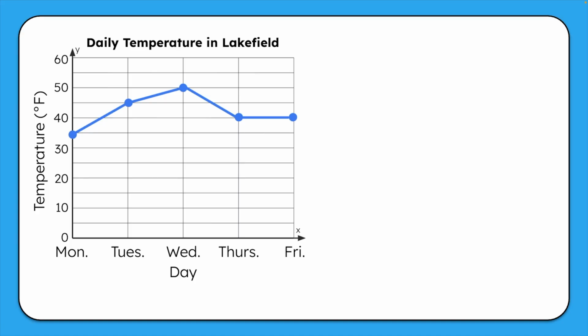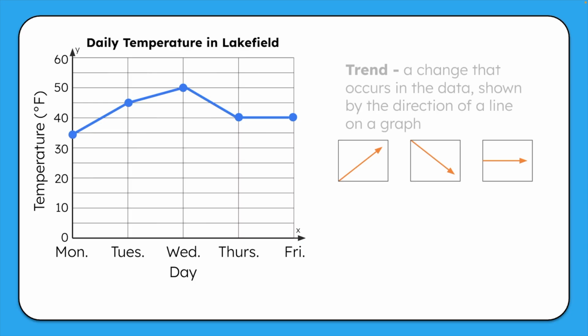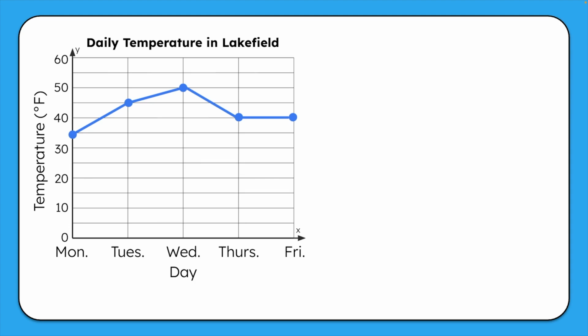Examine the lines on the graph. What do you notice? Some tilt up, some tilt down, and some are flat. These are trends, or changes that occur in the data, shown by the direction of lines on a graph. Here, the trends show how temperature changed from day to day. We read a line graph from left to right, like a sentence.